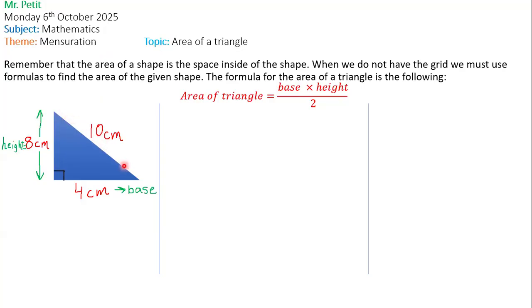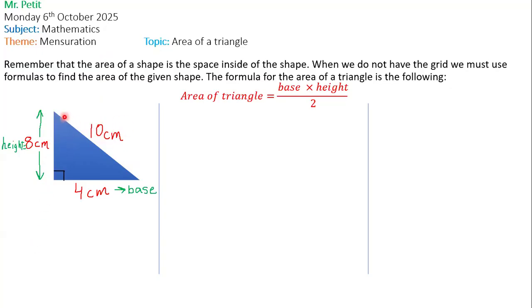They put it there to trick you, right? So you could choose this one, but this side, 10 centimeters, has nothing to do with our calculations. We will not use this number. Okay, so we have everything we need, right?